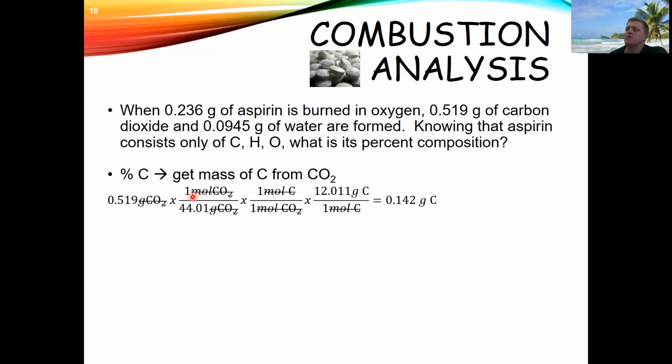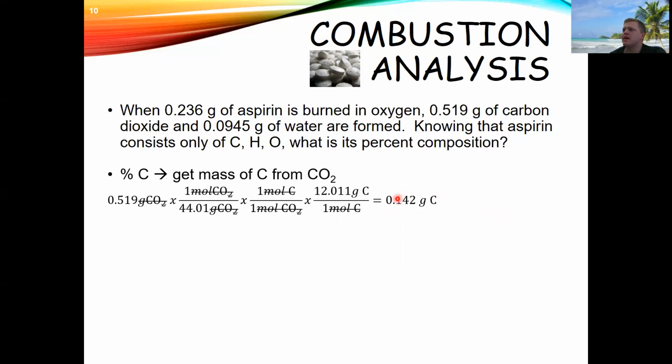Then we're going to multiply by the mole ratio between carbon and CO2. And that is going to be a 1-to-1 ratio because there is one carbon atom for every molecule of CO2. So we'll multiply by 1 mole of carbon for every 1 mole of CO2. And then we want to figure out how many grams we have. So we'll multiply by the molecular weight of carbon. So here we went from grams of CO2, moles of CO2, moles of carbon, grams of carbon. So our answer is 0.142 grams of carbon.